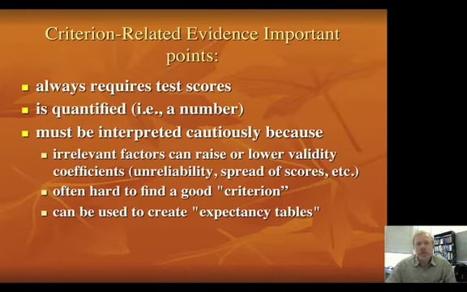So when we create expectancy tables or we use the scores on a test to essentially allow us to predict how well we think a student will do in a later performance, we're going to be wrong some of the time. And that's a critical piece to recall as you're thinking about criterion-related evidence for validity.